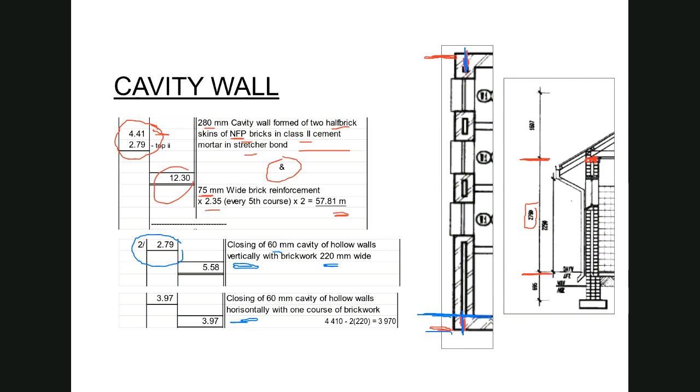Now I can't state the depth, but I can state the height. So I'm still dealing with the brickwork 60 millimeter wide in the cavity, horizontally with one course of brickwork.